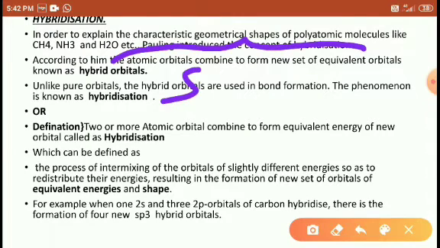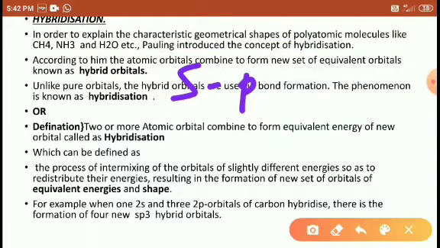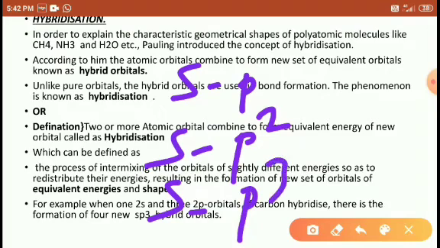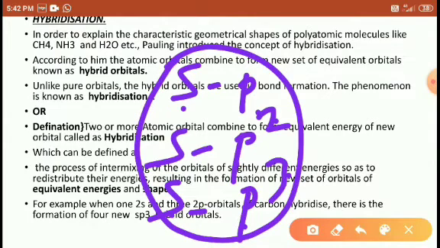Atomic orbitals are combined. How do they combine? S orbitals may combine, or you may use s and p atomic orbitals combined here, or s and two p atomic orbitals combined, and s and three p atomic orbitals might be combined. So s and p orbitals are combined here, s and 2p orbitals are combined, s and 3p orbitals are combined. So combining the orbitals with each other forms new energy.